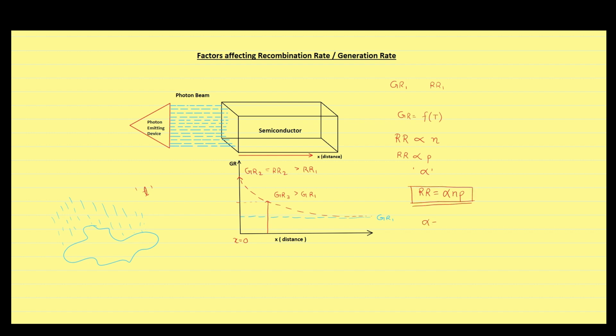Here, alpha is actually a function of temperature and is sometimes referred to as the recombination rate proportionality constant. This formula for recombination rate is very important as many questions can be framed from it.